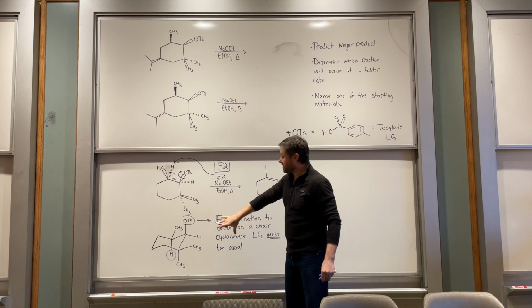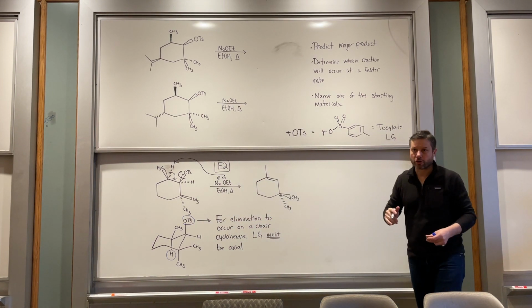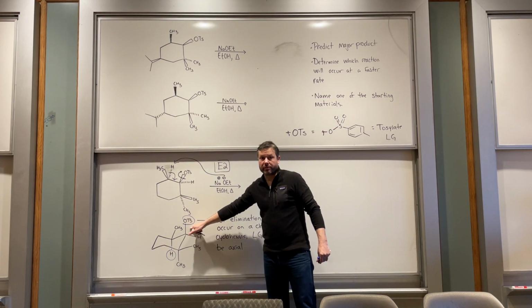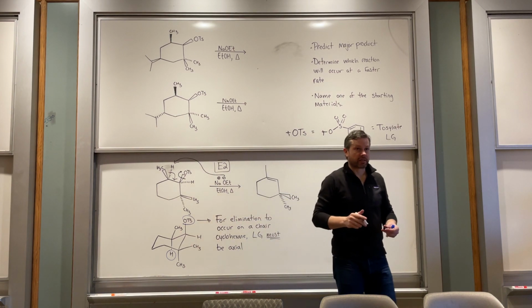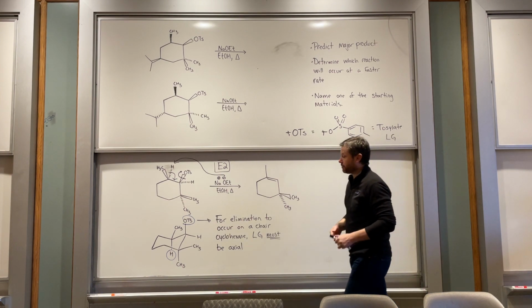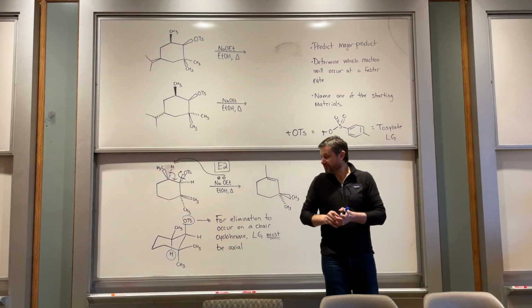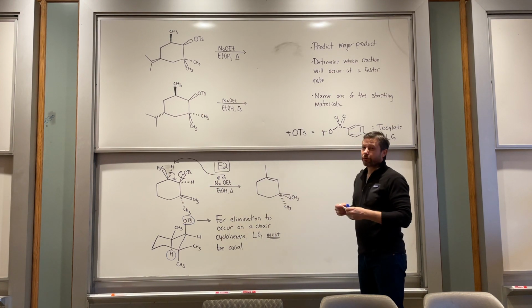So what this means is when this chair adopts the opposite conformation, whenever it undergoes a chair flip, that tosyl group is not going to be axial. It'll be equatorial, and elimination cannot take place whenever the molecule is in that conformation. So it has to be able to adopt a conformation where it has an axial leaving group. Questions about that?